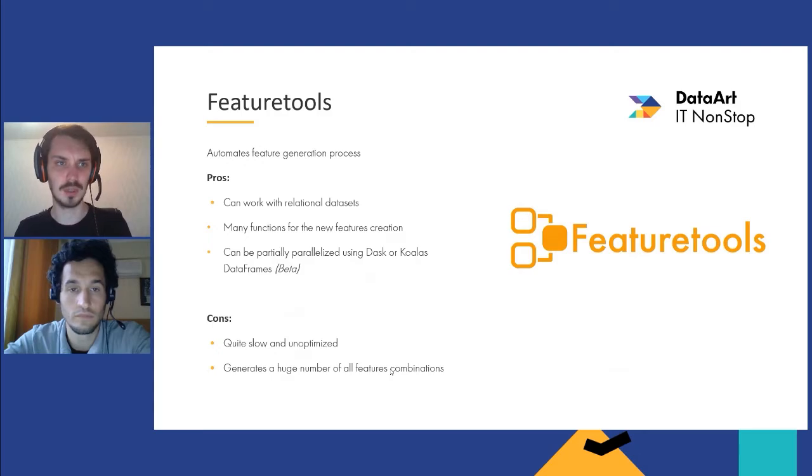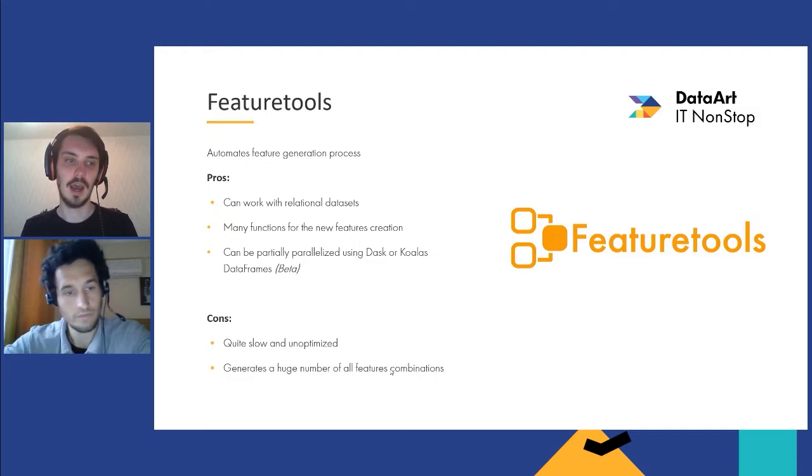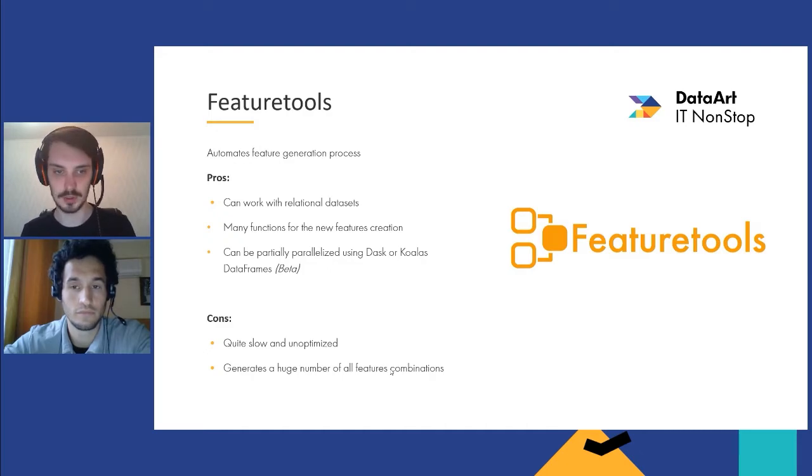So we started with Featuretools, which automates the feature generation process. It's also open source and it's state of the art in automating feature generation. It has some pros: it can work with relational data tables, which was our issue in the beginning. It has many functions for new features creation and generation. It can be partially parallelized using Dask or Koalas data frames. Still, it is in beta and it has some nuances, but Featuretools can provide out-of-the-box partial support for generation of the features with Dask.